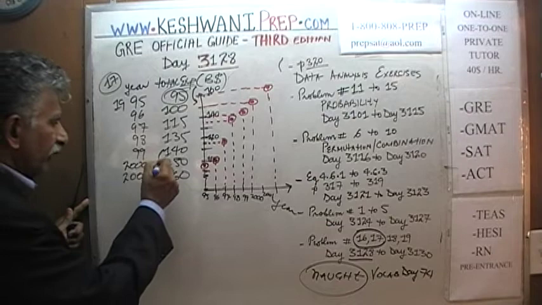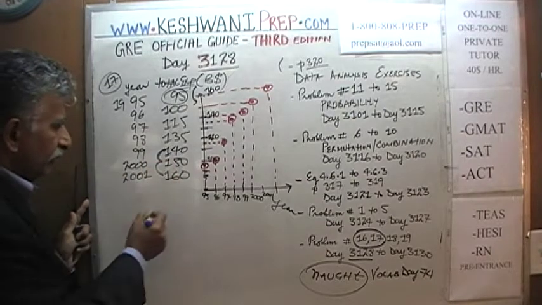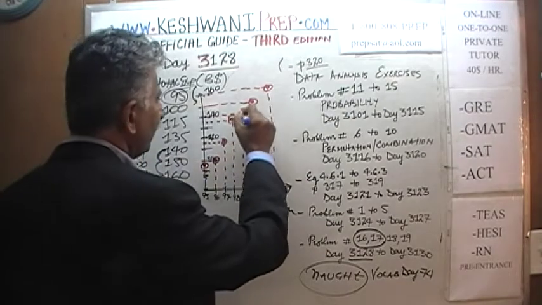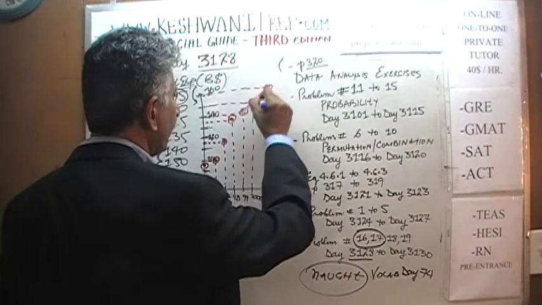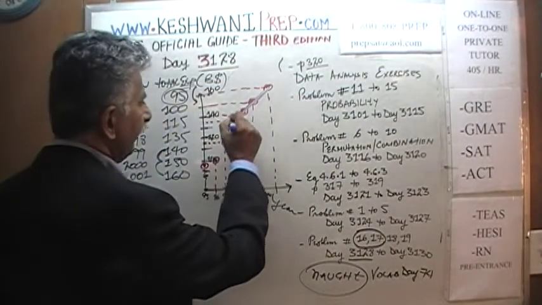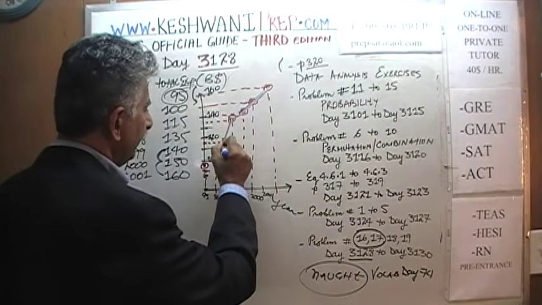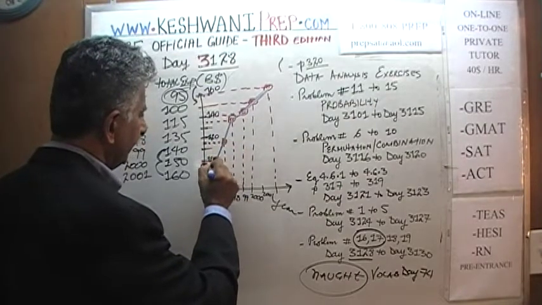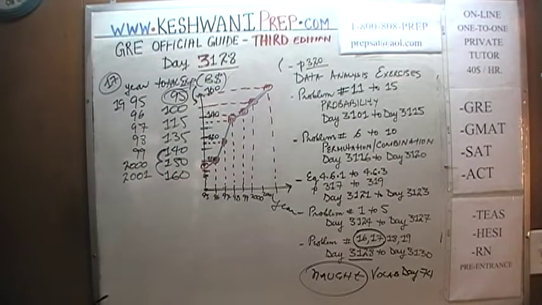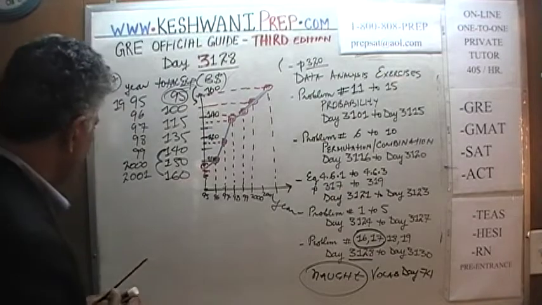You see, 140 to 150. So these three observations should make a straight line because they have the same slope. Then we have this, then there, then here, and then finally here. Let's see what the question is asking.